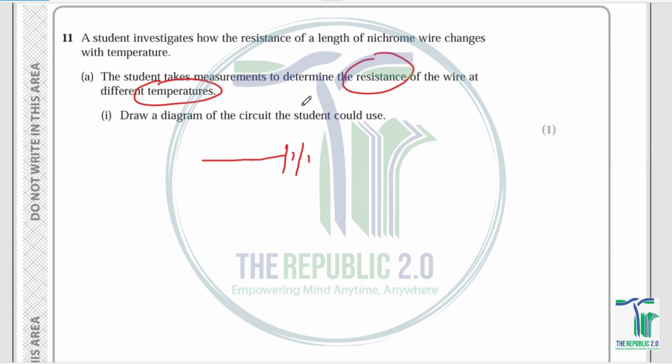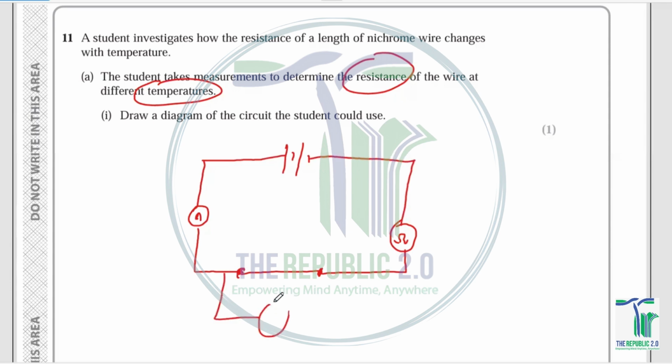So what else do we need? We need an ammeter to calculate the current. Then we would need a nichrome wire. Let's suppose this is a nichrome wire. And the resistance of this nichrome wire can be calculated by using an ohm meter as well, so we have got this ohm meter. And then, that's it. Plus, we need a voltmeter connected in parallel with the nichrome wire. Got it?